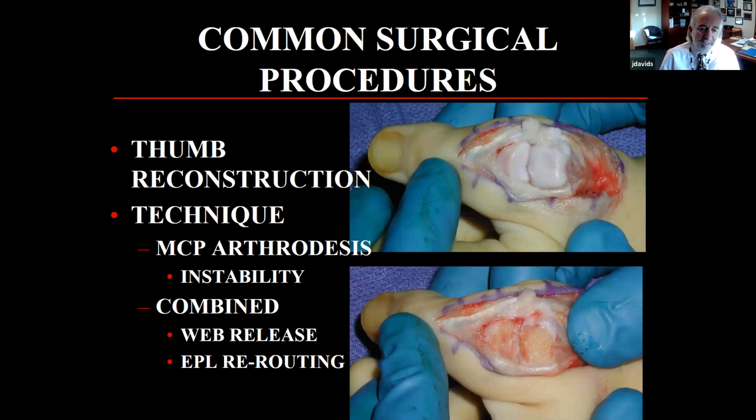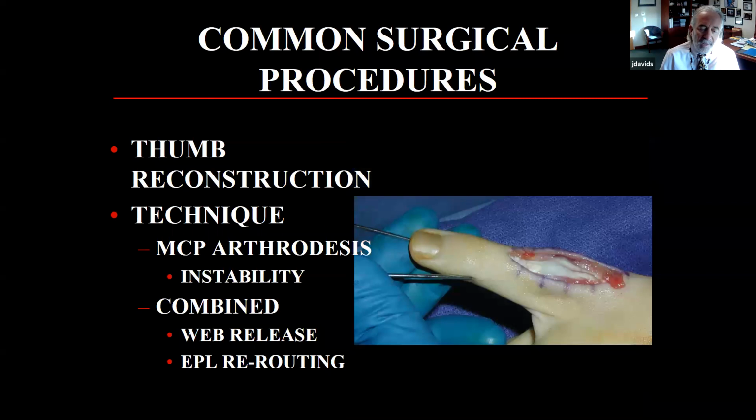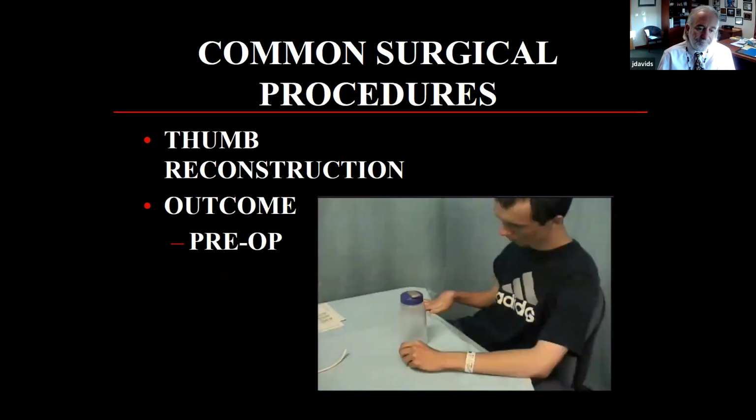The MCP joint is then exposed if the child is skeletally mature. The articular cartilage is removed, and a variety of fixation options are available. In the past, I relied primarily on pin fixation, as you see here. There are now implants that are appropriately sized that can be placed, plates and screws, that also function quite well. After performing the web release and the MCP arthrodesis, the EPL is rerouted and shortened to create, at a minimum, a tenodesis effect if there is impaired selective voluntary motor control of the EPL.